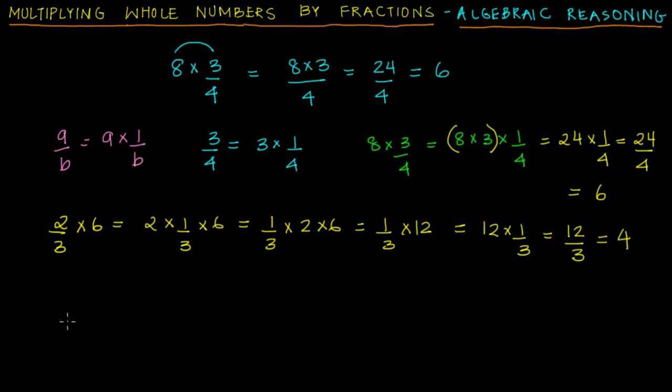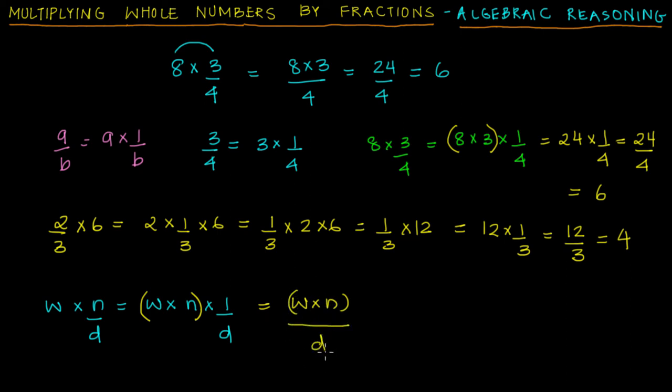So the bottom line is, if we have a whole times a fraction, we can rewrite this as w times n times 1 over d. And then we can use the associative property to multiply the w times n first. So we have w times n, that is a whole number times the numerator, while keeping the denominator the same.